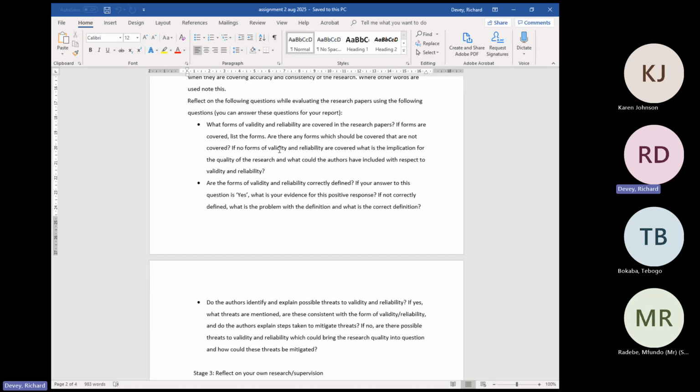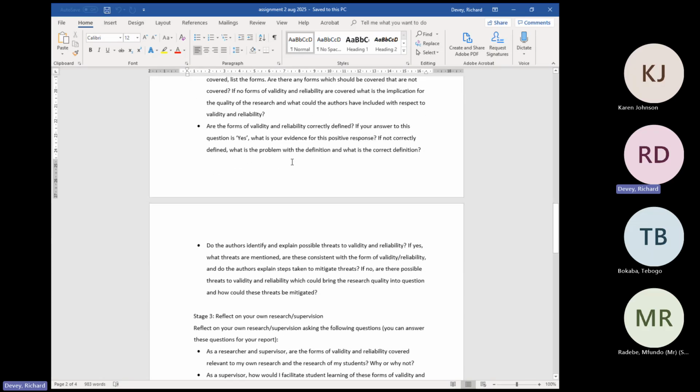And then also answer the question, are there any forms of validity or reliability that are not covered, that they could have maybe covered? And then if no forms of validity and reliability are covered, what is the implication for the quality of the research? And what could the authors have included in relation to that?